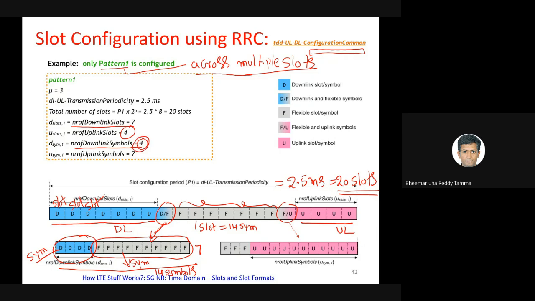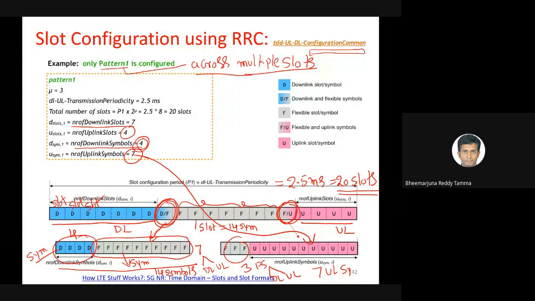I think this 7 that you see here should go here. When you look at this special slot, which is a combination of both downlink symbols and flexible symbols, 4 symbols are meant for downlink, and these 7 symbols are still flexible. That means they can be decided later for downlink or uplink. And this 7 here says that this special subframe contains 7 uplink symbols, and it contains 3 flexible symbols. So they can be decided at a later stage for downlink and uplink.